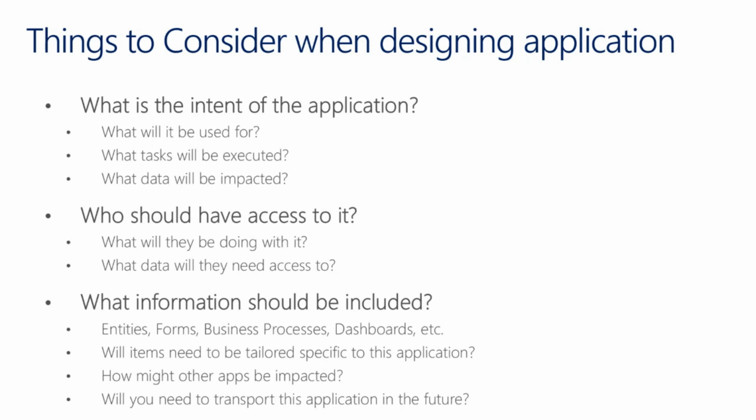What entities do I need? What forms? What business processes? How will the information or the application be tailored based upon what I need? And would there be any other applications that might be impacted based upon those individual situations? And let me explain that just a little bit further.